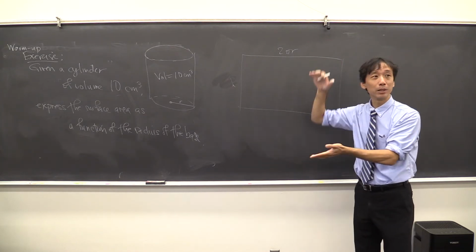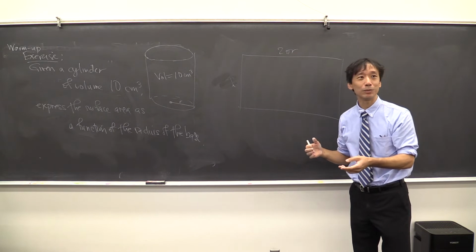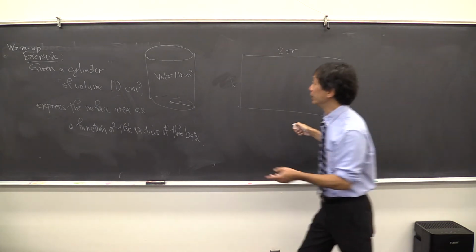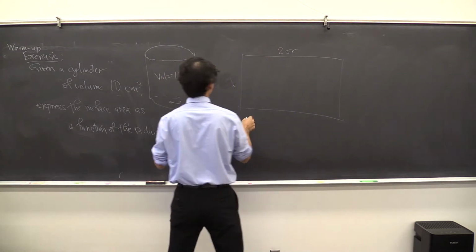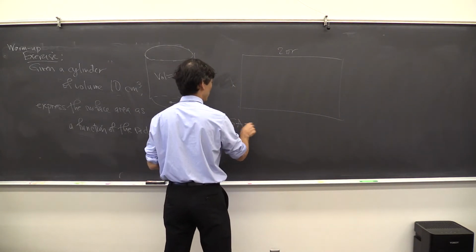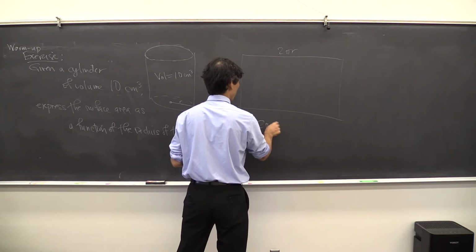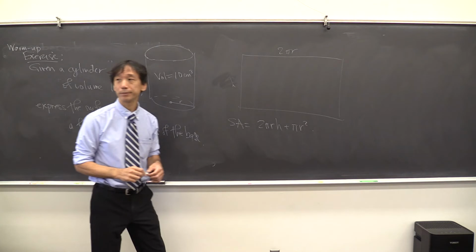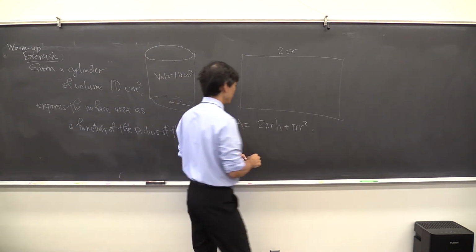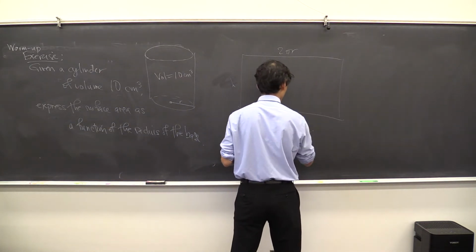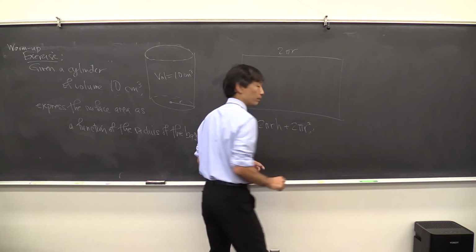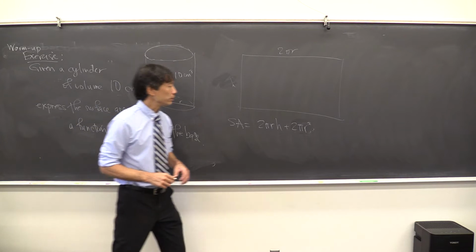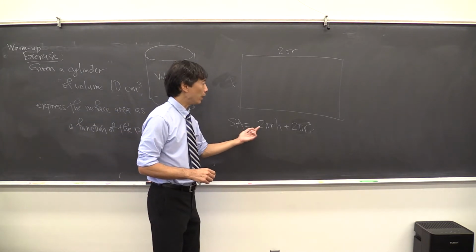What about the top and bottom? Top and bottom, pretty easy, I guess. What's the area of the top? Pi r squared, right? So you've got 2 pi r squared. So the total surface area is 2 pi r h plus 2 pi r squared. Make sense?